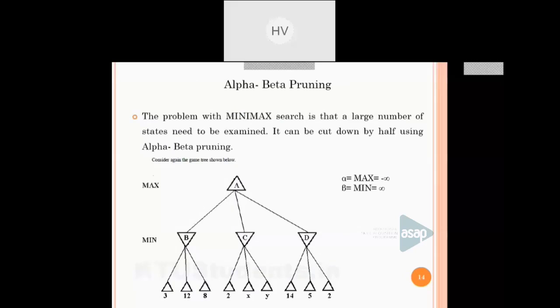So in alpha beta pruning, this drawback is overcome. We can overcome this drawback using alpha beta pruning. That is, some of the nodes can be ignored. With one example I have explained, I have taken the same example for your understanding. Some of the nodes are labeled as X and Y instead of having their values. Even though we don't know the values of X and Y here in alpha beta pruning, we got the same value, 3, in the root node. So alpha beta pruning will prune or remove the unwanted values that are not significant for the final resultant value.